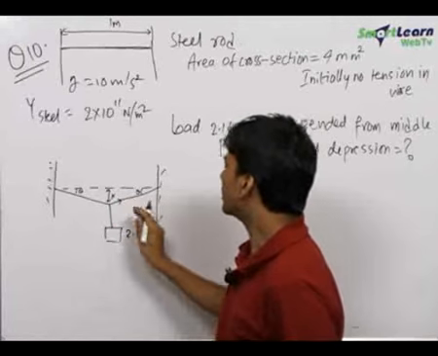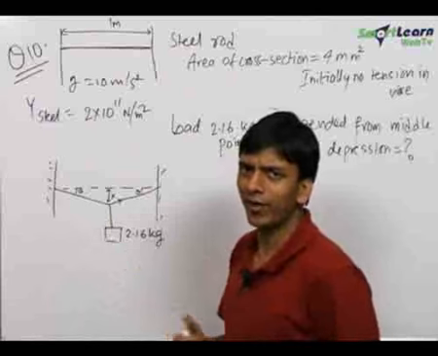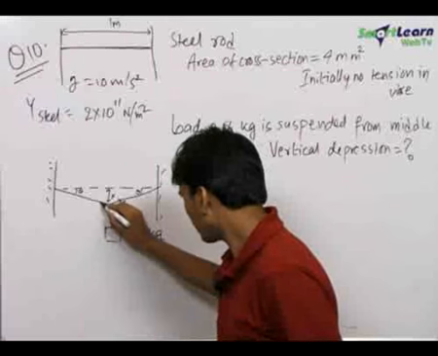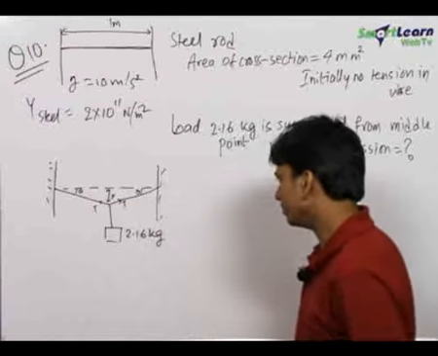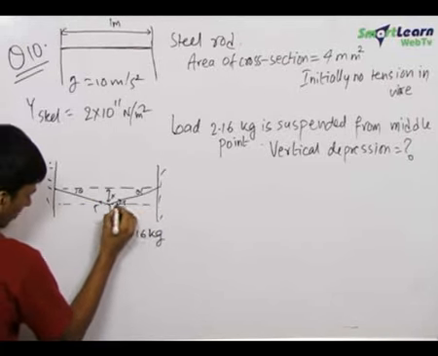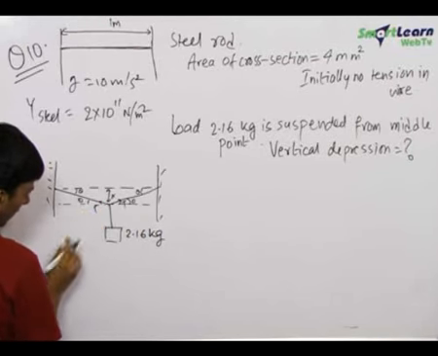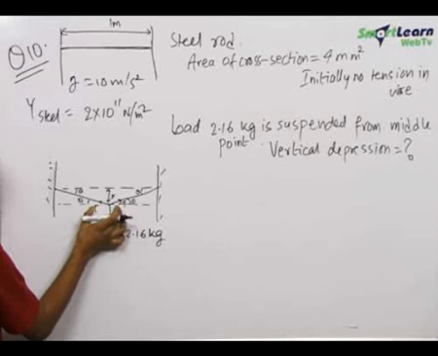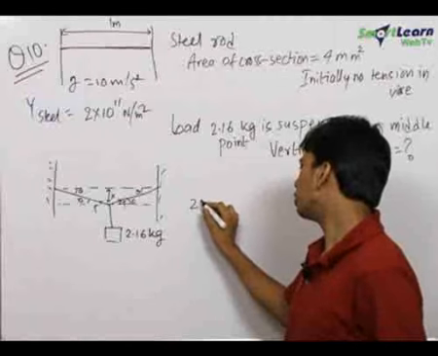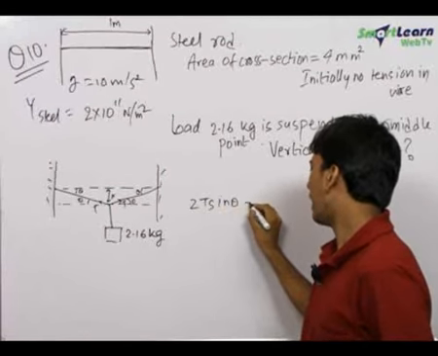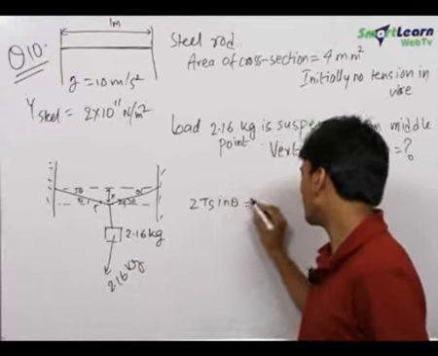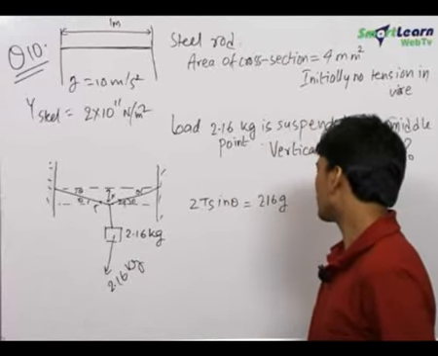We need to find out the tensions in the wire so that we can find out the stress and therefore the strain. Let this be equal to T. On this side also this will be equal to T. This angle comes out to be theta again. Even this is theta. The horizontal components of these two T cancel and the vertical components add up to give 2T sin theta, and that is balanced by the weight of this 2.16 kg mass, that is equal to 2.16 into g.